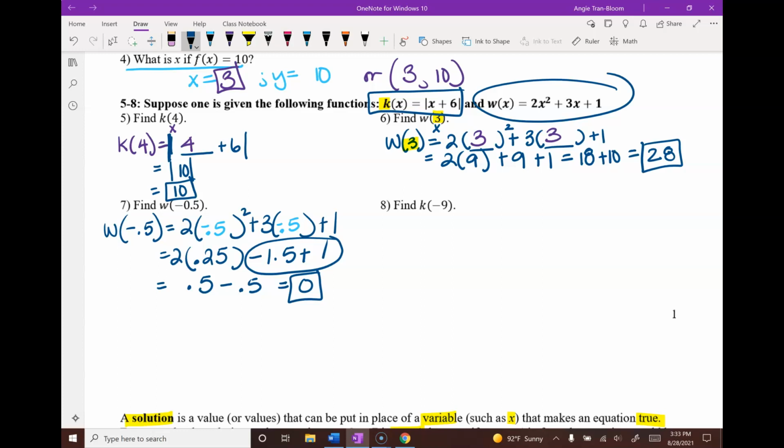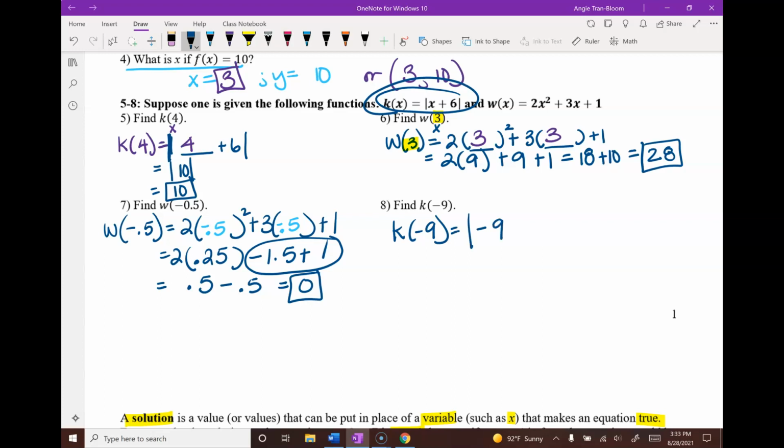Now this one says k of negative 9. So we are going to do the k function here. So k of negative 9, which is an absolute value. Plug in negative 9 each time you see an x. Negative 9 plus 6 is now going to be a negative 3 inside of the absolute value. And we have to simplify that. So it's going to be a positive 3.